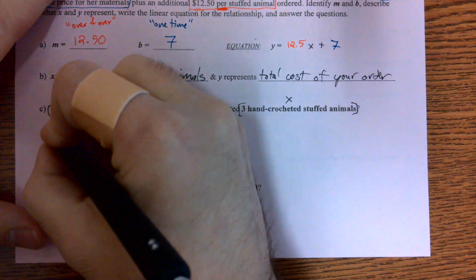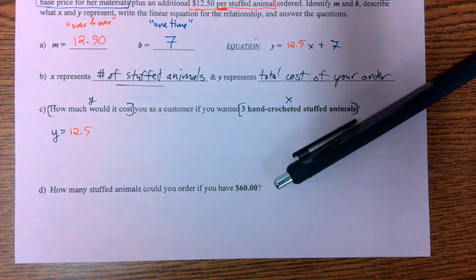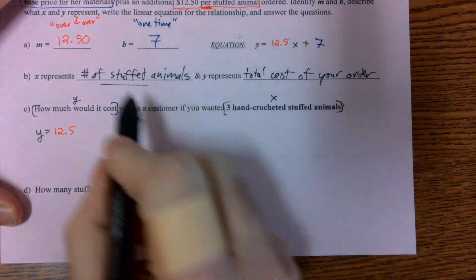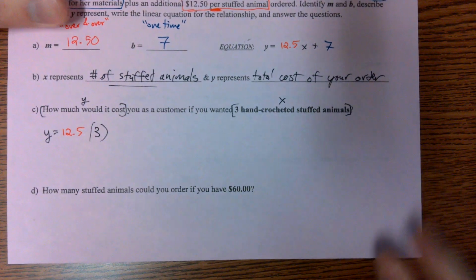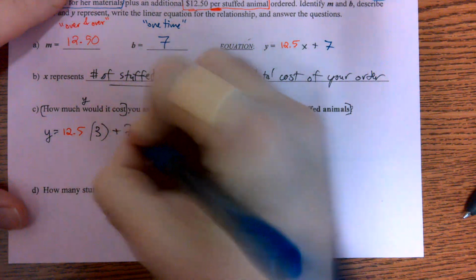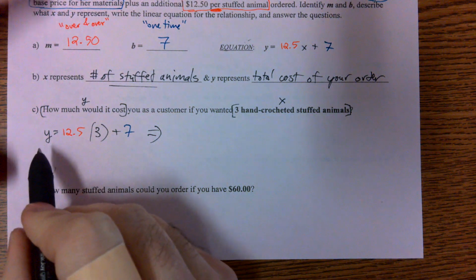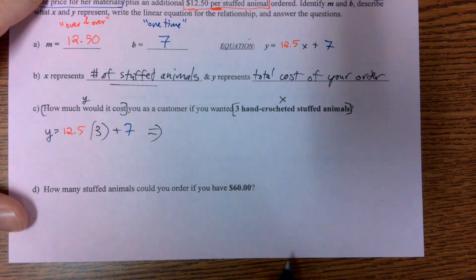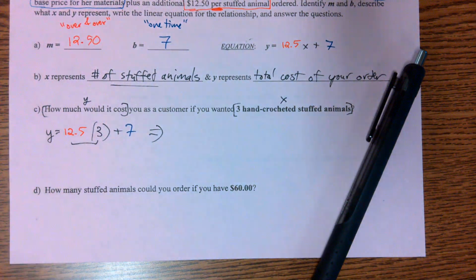So we're going to rewrite our equation. Again, we don't know what y is. We know that the repeating number is $12.50. And in this specific case, we want 3 stuffed animals. So x being the number of stuffed animals, my x is going to be 3. Plus that base price of $7 for materials. Now we can solve it out. Whatever number we get on the right-hand side is going to equal y, which represents my total cost of the order. 12.5 times 3. Let me get my calculator just to be sure here.